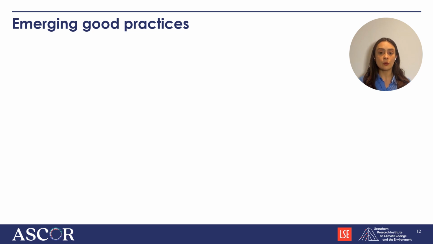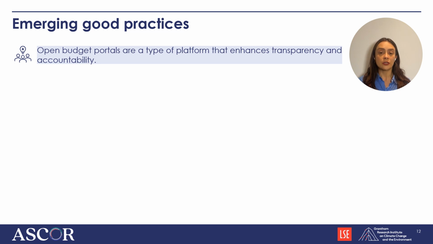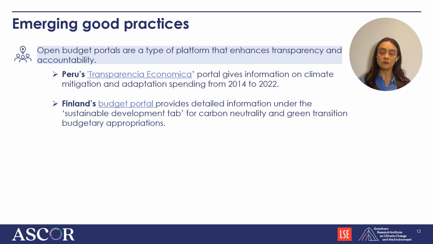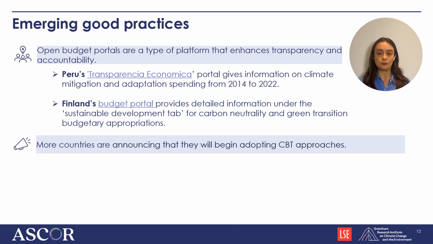Based on our results, we have identified two emerging practices. First, open budget portals are a common practice in order to enhance transparency and accountability. Peru's Transparencia Económica gives information on both mitigation and adaptation expenditures that cover between 2014 and 2022, whereas Finland's budget portal is updated every time the new budget is approved, and under the Sustainability Development tab, you could see the expenditure for carbon neutrality and green transition.